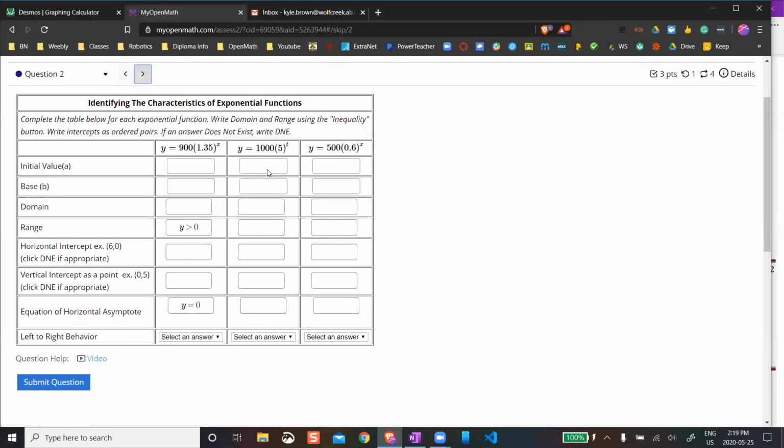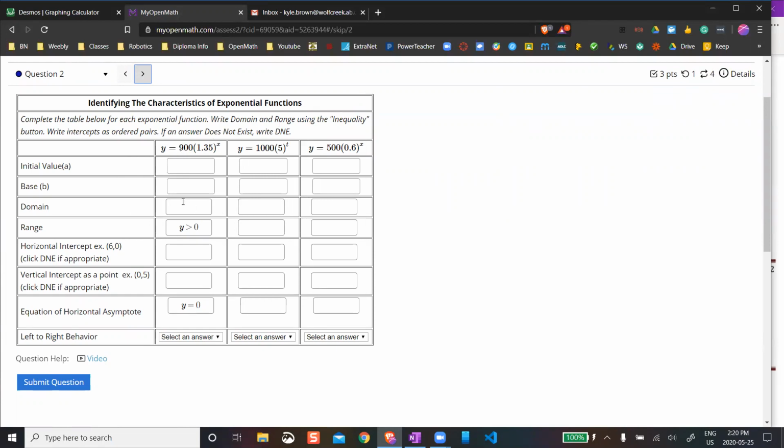Okay, this one looks super confusing, but a bunch of answers are going to be the same. So anyway, it's your y is equal to ab to the x, right? So your initial value would be your a value. So like in this one, 900, right? That's going to be your initial starting point. That would be like your y-intercept, right?